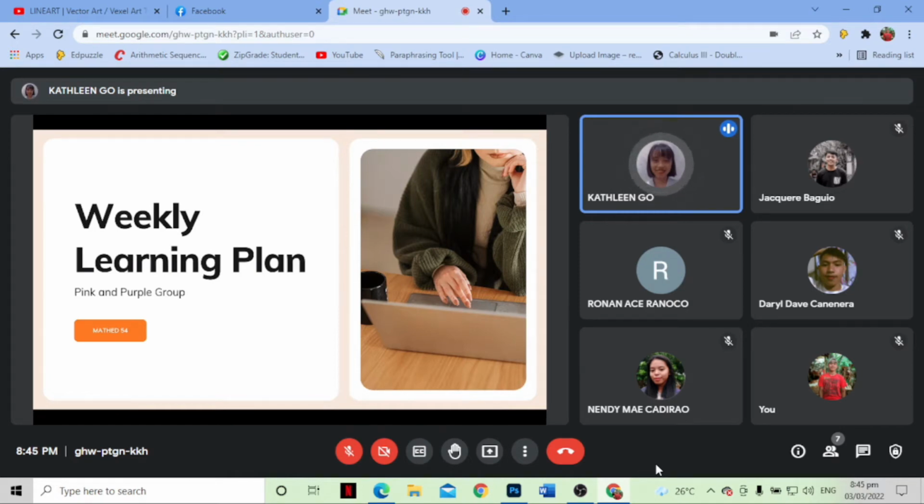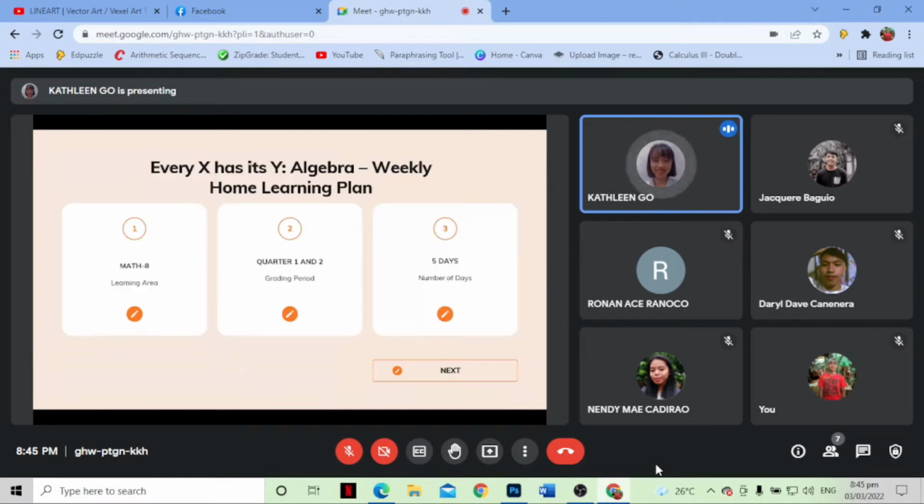This is the Pink and Purple Group Weekly Learning Plan. The creative title of our weekly home learning plan is Every X Has Its Y Algebra. And the given learning area for us is Math 8, with its first quarter and second quarter grading period. And the number of days would be 5 days.